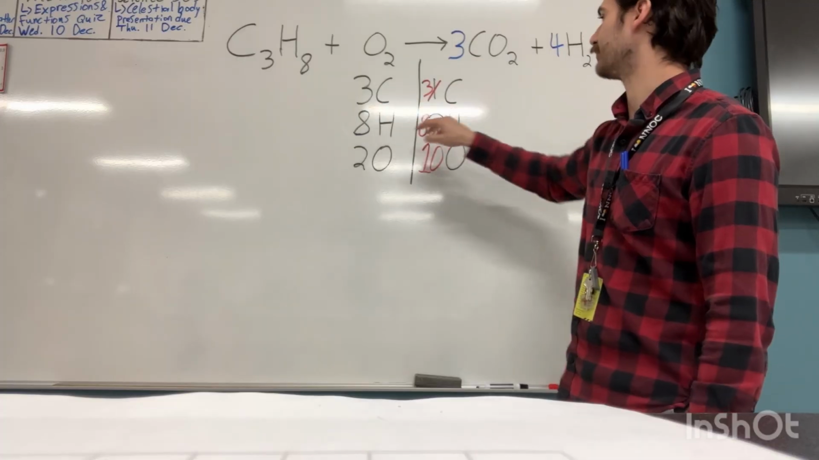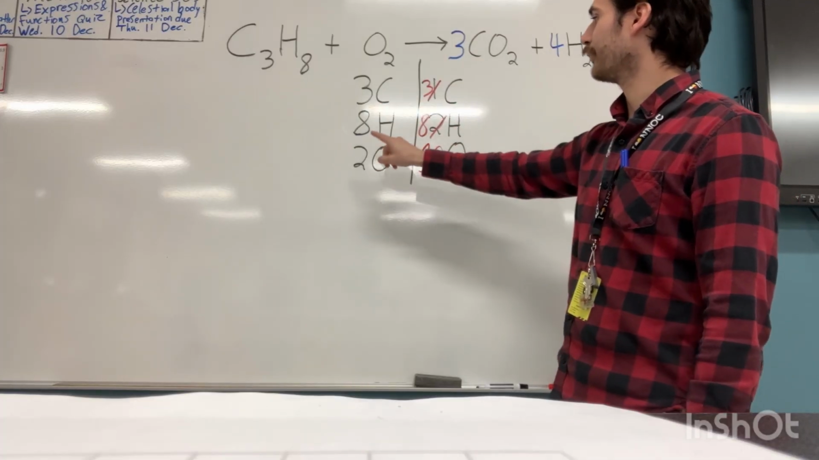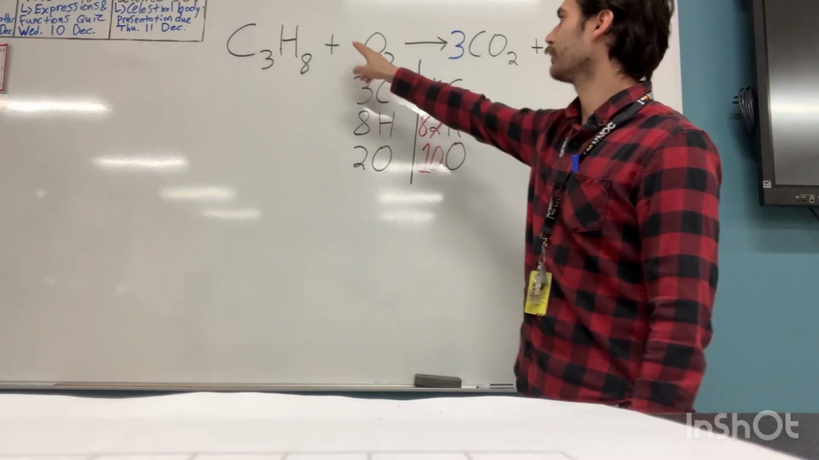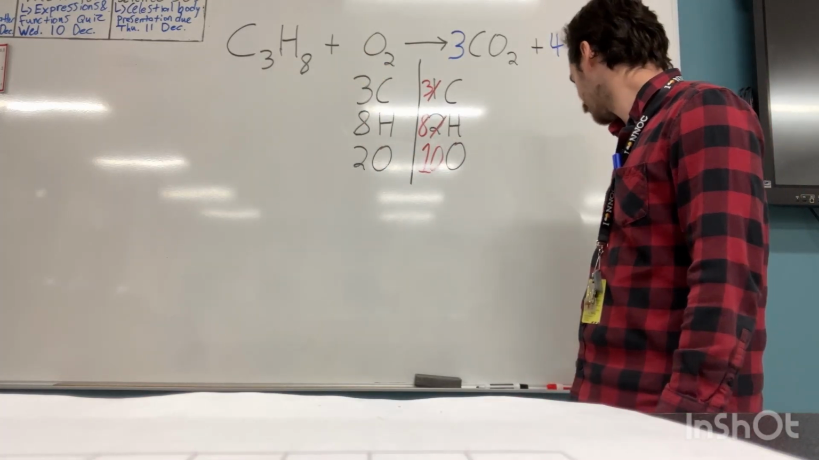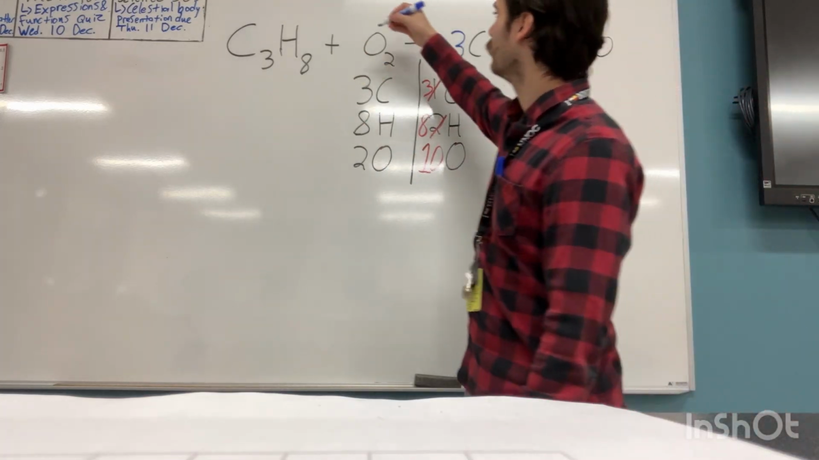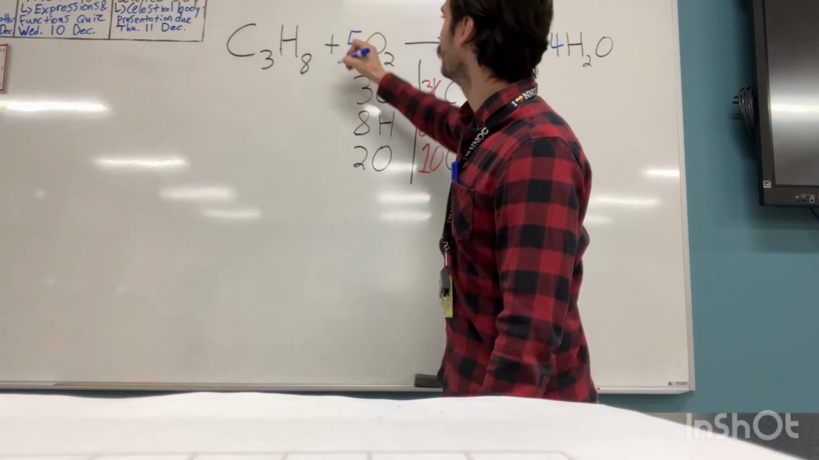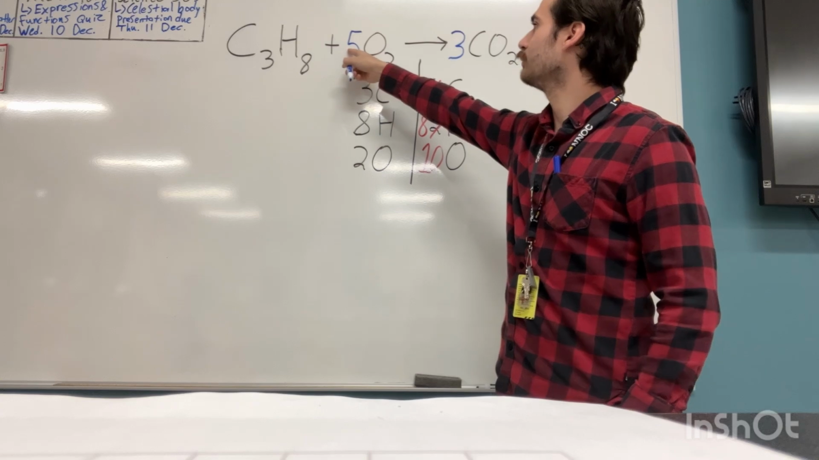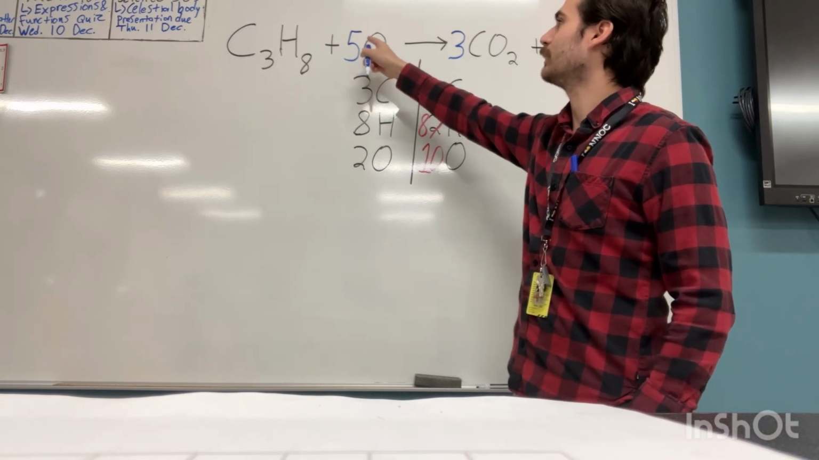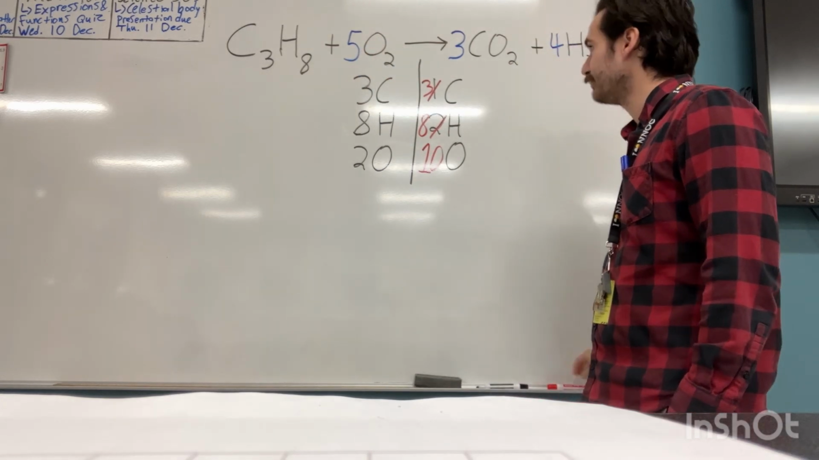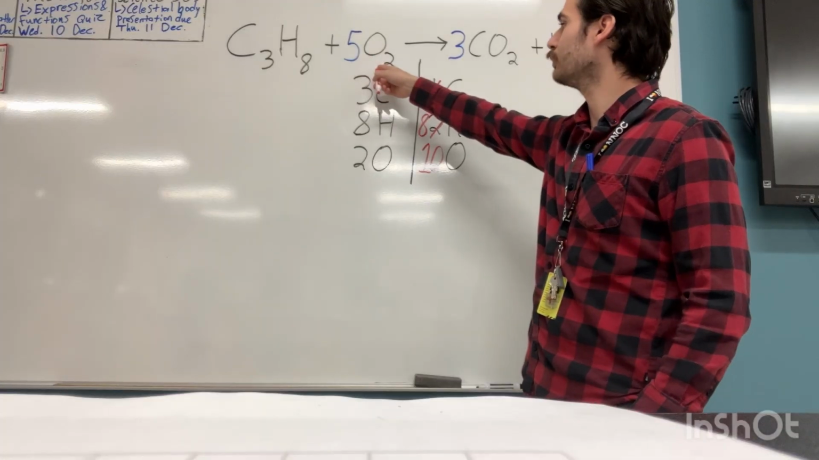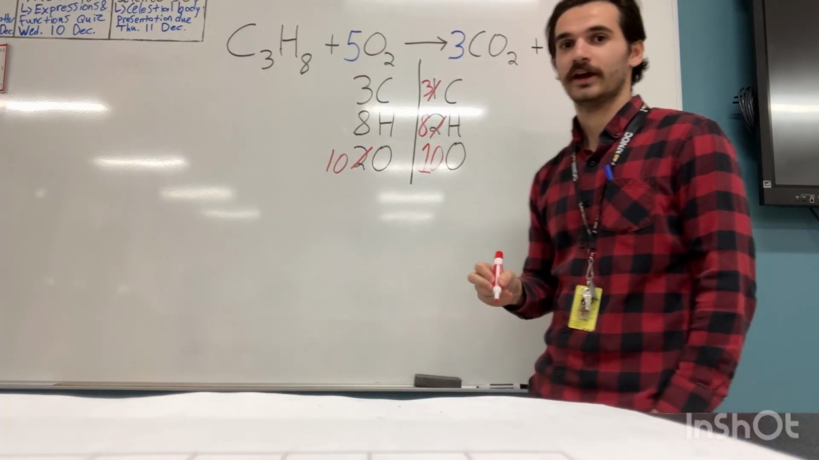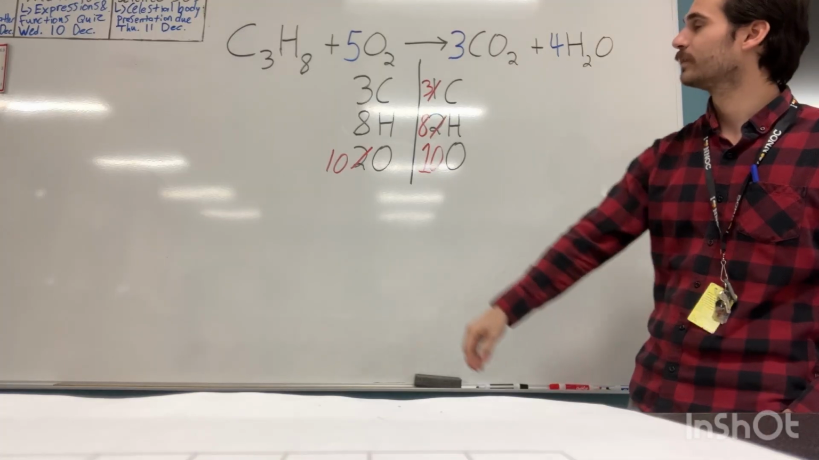Okay, carbons are balanced, hydrogens are balanced, but on the left side we only have 2 oxygens, on the right side we have 10. So in order to get 10 oxygens, I'm going to put a coefficient 5 in front of this O2. Now I have 5 molecules of O2. Each molecule has 2 oxygens. That will give me 5 times 2 is 10 oxygens. And that's our final answer now.